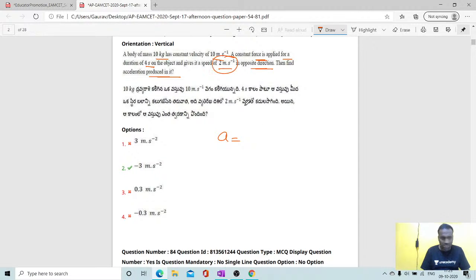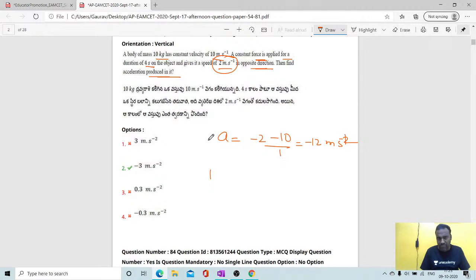Since the direction is opposite here, we can mention -2 minus 10 in 1 second. So that is -12 meters per second square. So then the force is equal to mass into acceleration.